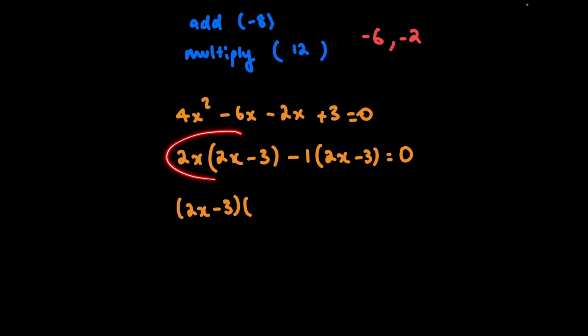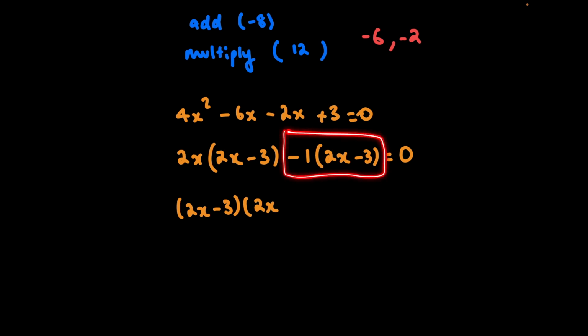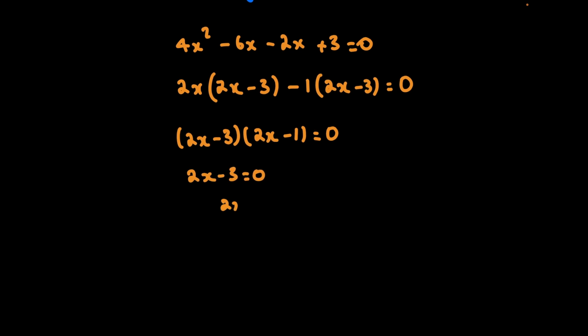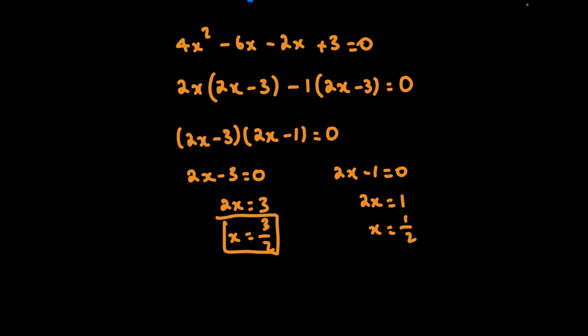What am I left with from this first set of numbers? I'm left with a 2x if I factorize out the 2x take 3. So I can write 2x in here. And what am I left with if I factorize out the 2x take 3 from here? Well, I'm left with minus 1. Minus 1 equals 0. So now we can say that 2x take 3 is equal to 0. That means 2x equals 3 and x equals 3 over 2. Or 2x take 1 equals 0, in which case 2x equals 1 and x equals a half. And these are your two solutions right here.